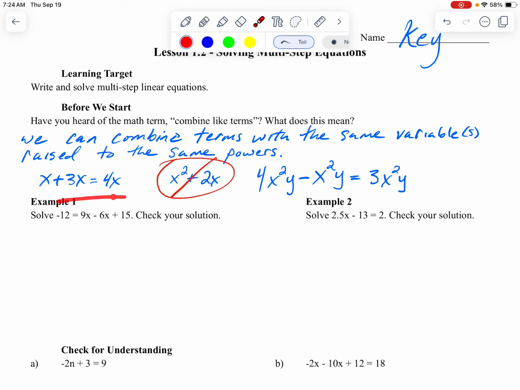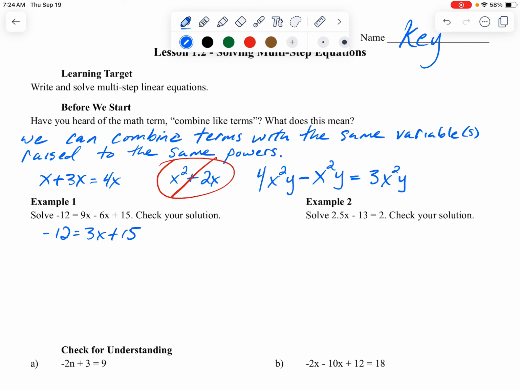So in this first one, the thing that I can combine, I've got 9x on the right side of the equation, and then I have minus 6x. So the first thing I'm going to do is just combine those two. So negative 12 equals 3x plus 15, right? Because 9x minus 6x equals 3x. Now we're going to solve this.